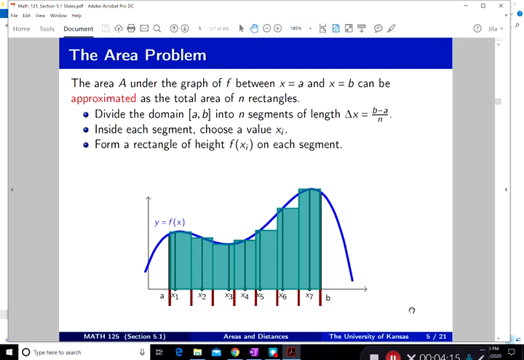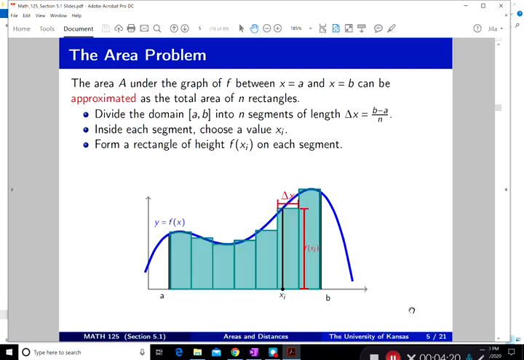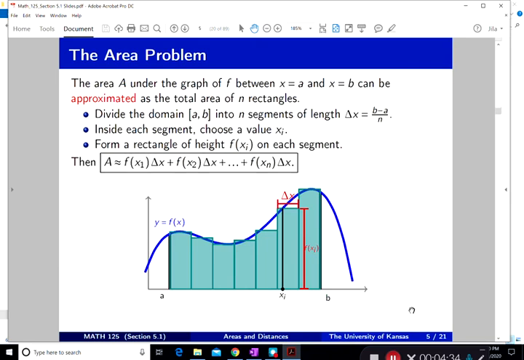And so notice again, the height is going to be f of some xi, and the width of each rectangle is going to be delta x. And so I write down the area is estimated by f of x1 times delta x plus f of x2 times delta x, all the way to f of xn times delta x.